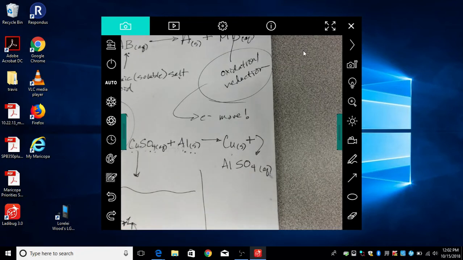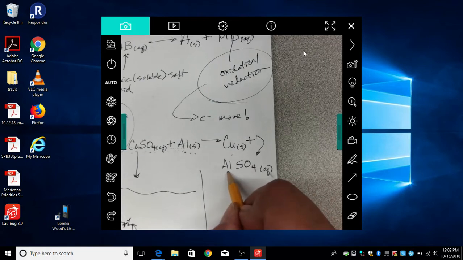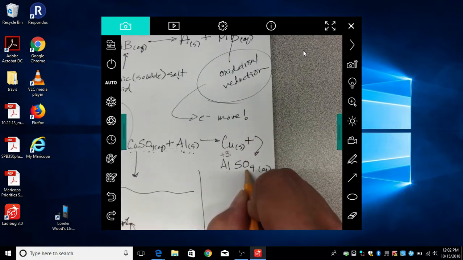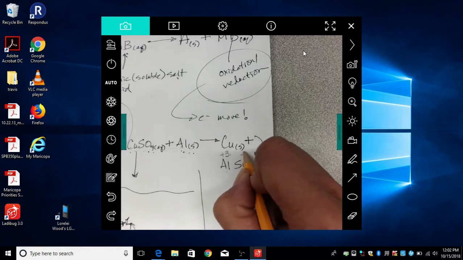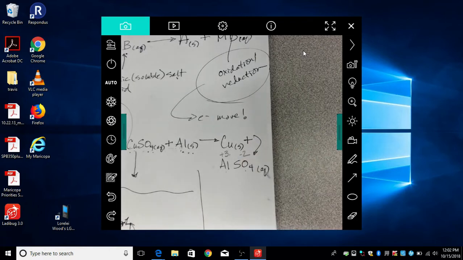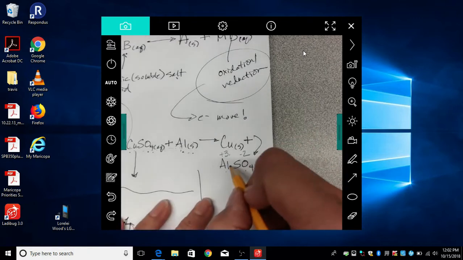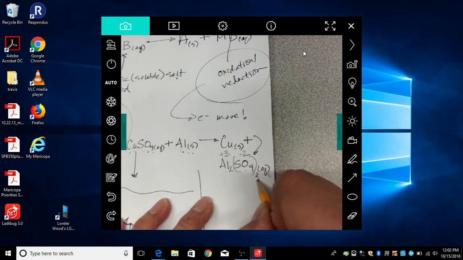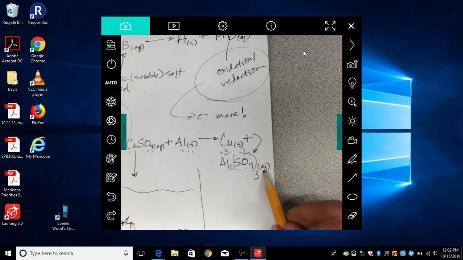So based on that information, what is the ionic charge of aluminum when it becomes an ion? It's a +3 charge, right? What's the ionic charge of a sulfate polyatomic ion? -2. So what's the correct nomenclature for aluminum sulfate? Al2(SO4)3. There you go. All right, and that is an aqueous solution.